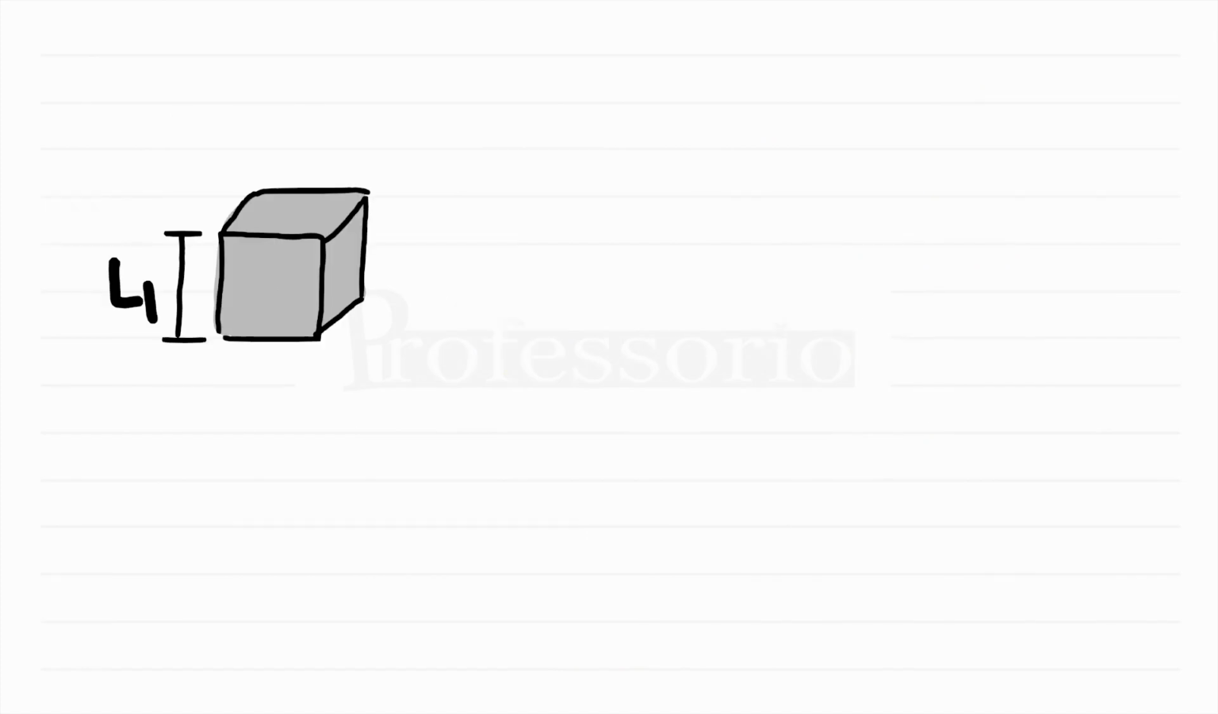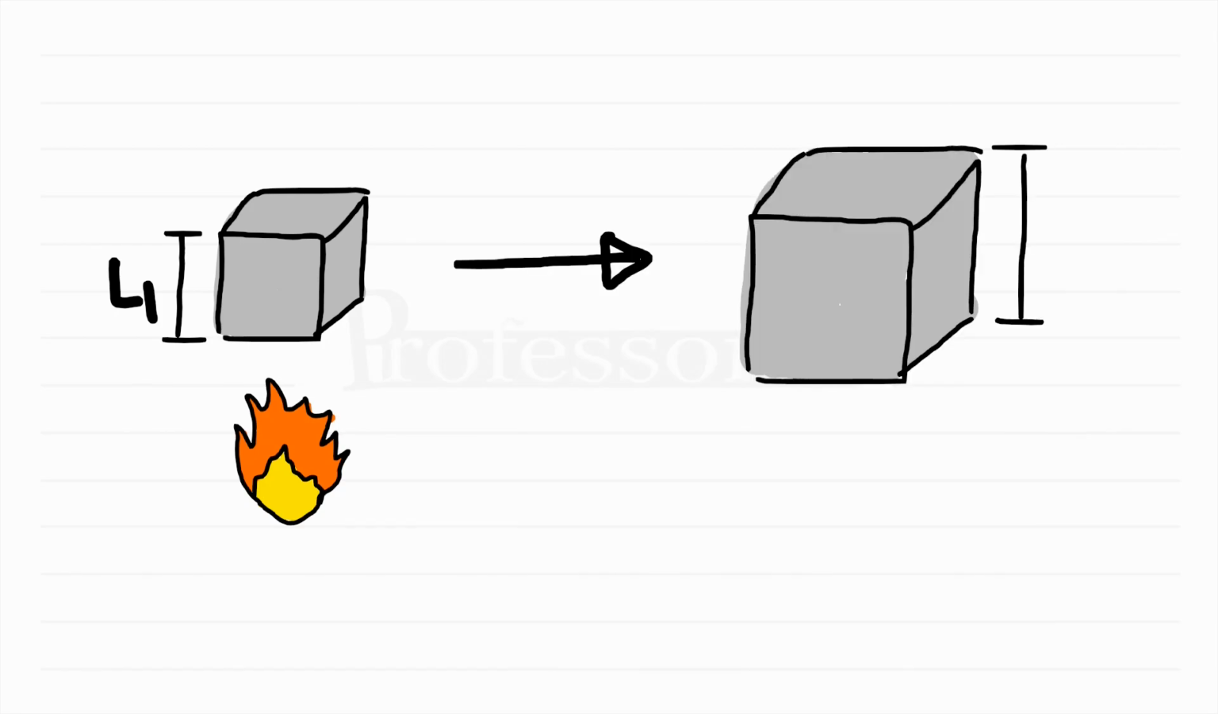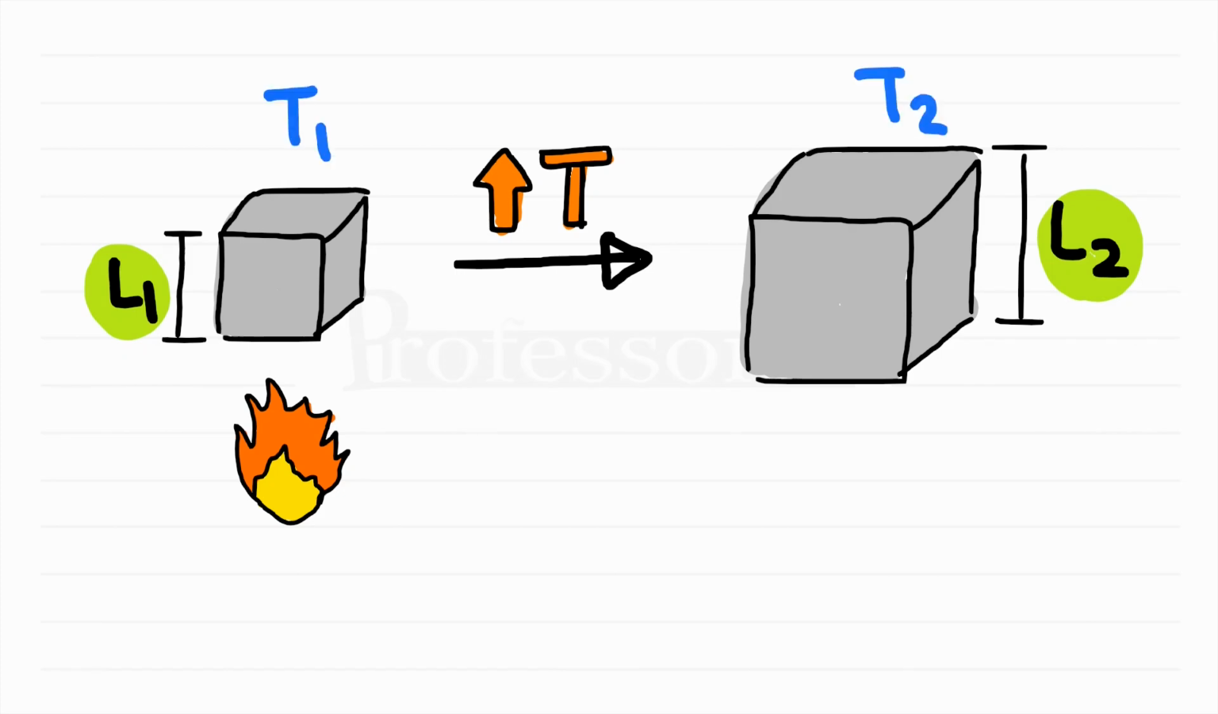For example, let's say we take a metal cube and note down its size. Then we heat it for some time. When we measure it again, we find that it has grown slightly in size. So as the temperature increases, the cube expands. Now it's completely up to us how we want to relate the cube's size to its temperature.